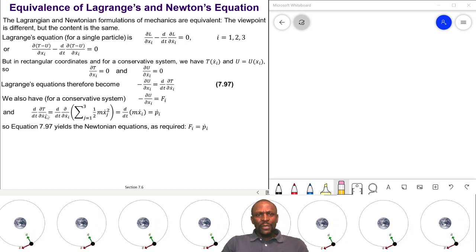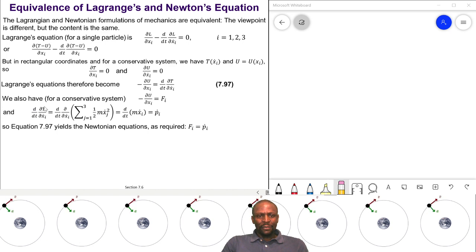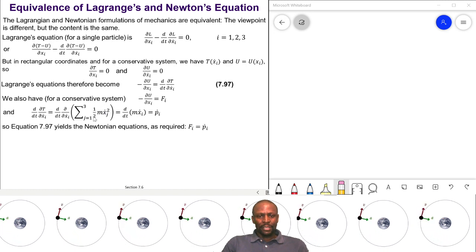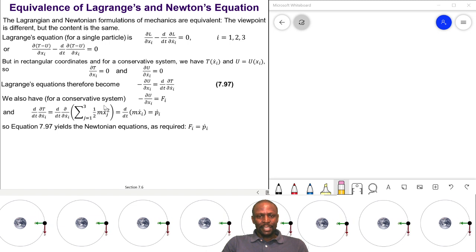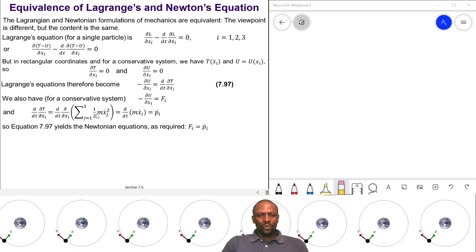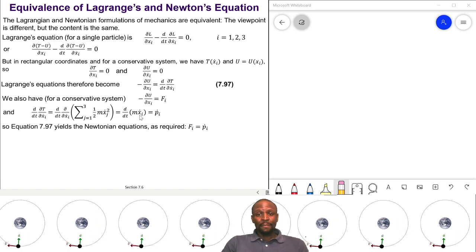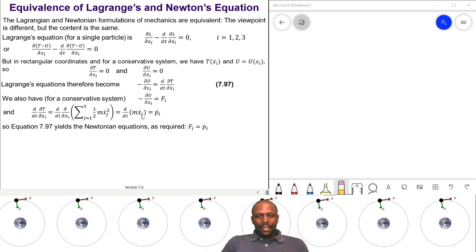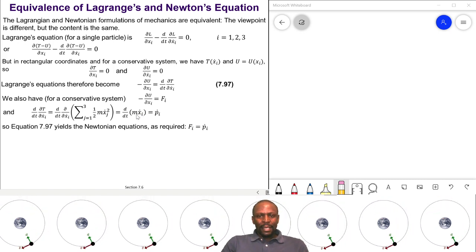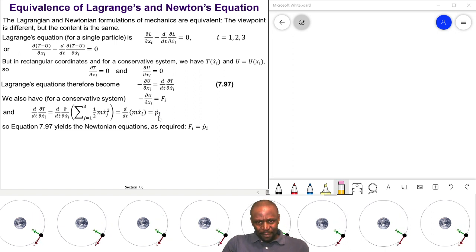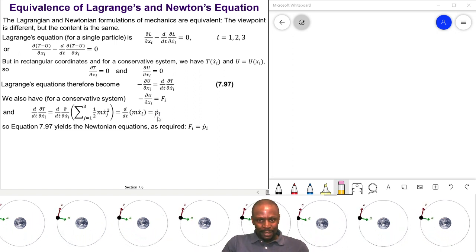for a conserved system. We know that the negative gradient of the potential is given as the force. Now, if we take the derivative of this kinetic energy term, it's just this, because we know what the kinetic energy is. If we differentiate this term, we are just going to have m xi dot, because the two will cancel with the other one. And what is that? This is nothing else but the rate of change in momentum. And then this is nothing else but the pi dot.